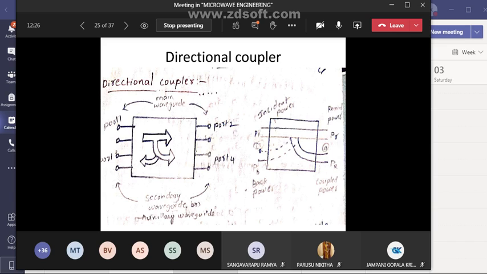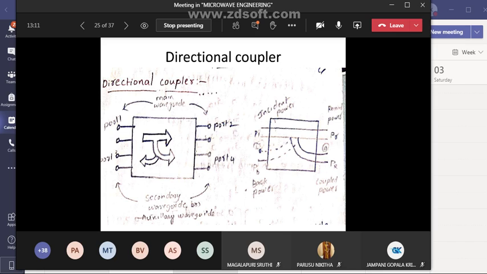They can be designed to measure incident power, reflected power and SWR values. So to measure incident power, reflected power and SWR values, we use the directional coupler. It consists of 2 waveguides: one is the main waveguide and the second one is the auxiliary or secondary waveguide.